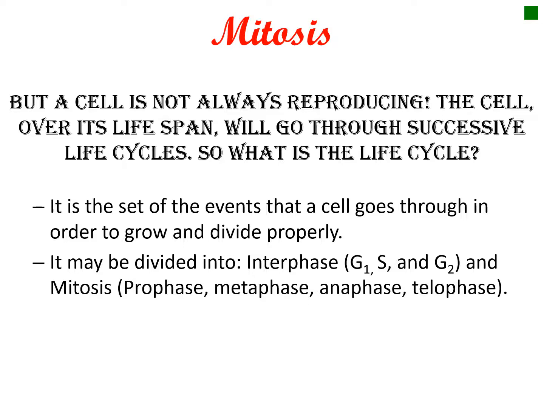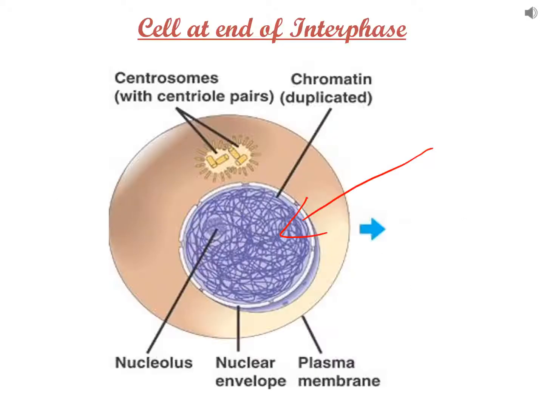Mitosis is composed of different checkpoints and different events. It may be divided into interphase, G1 and G2. Gap 1 phase, S phase, the transitive phase where DNA duplication or replication occurs, and G2, gap 2, prepares itself for mitosis. Mitosis is composed of four phases: prophase, metaphase, anaphase, and telophase.